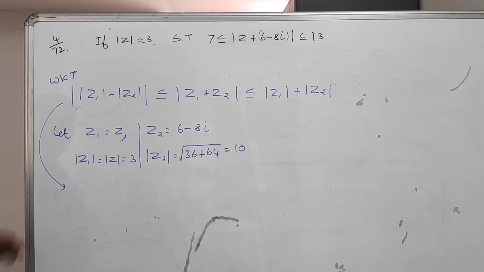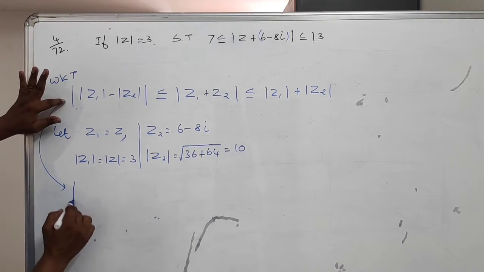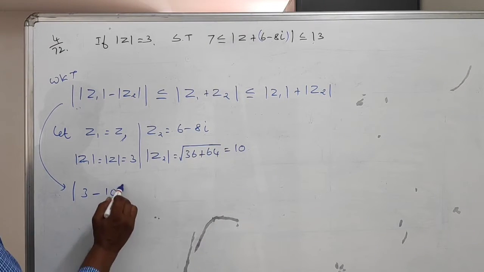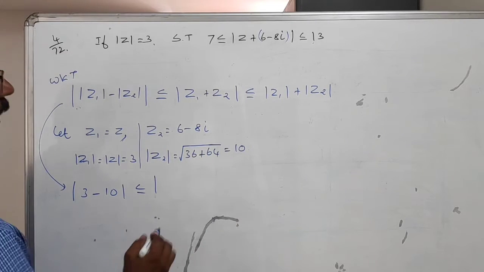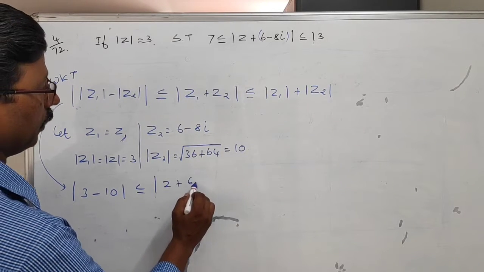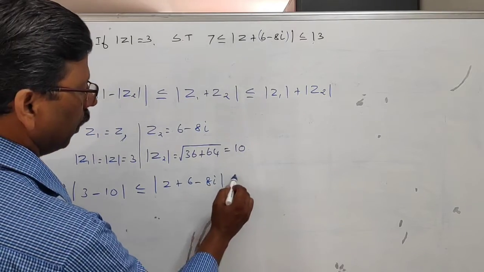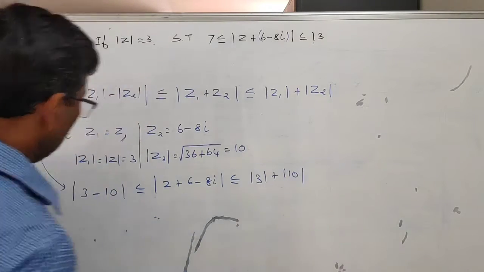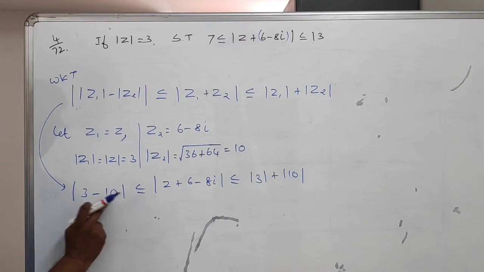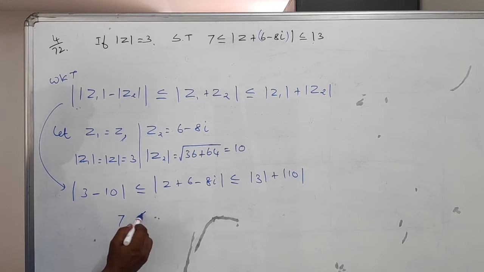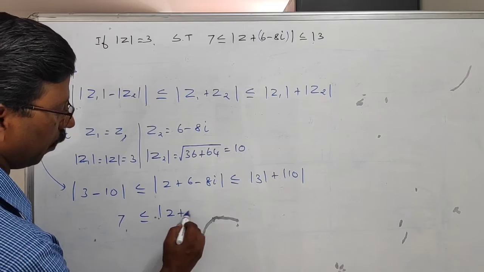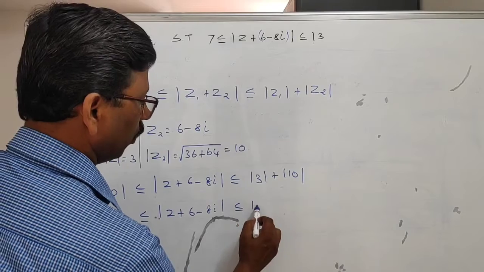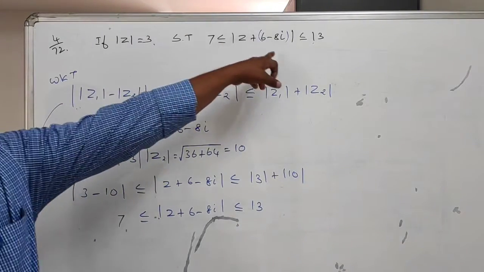Now after that we are going to use the same result again. Modulus z1 is 3, minus modulus z2, 10, less than or equal to modulus of z plus 6 minus 8i, less than or equal to 3 plus 10. Now 3 minus 10 equals minus 7, and modulus of minus 7 is 7, less than or equal to modulus of z plus 6 minus 8i, less than or equal to 3 plus 10, equal to 13. That's all. We derive the given result.